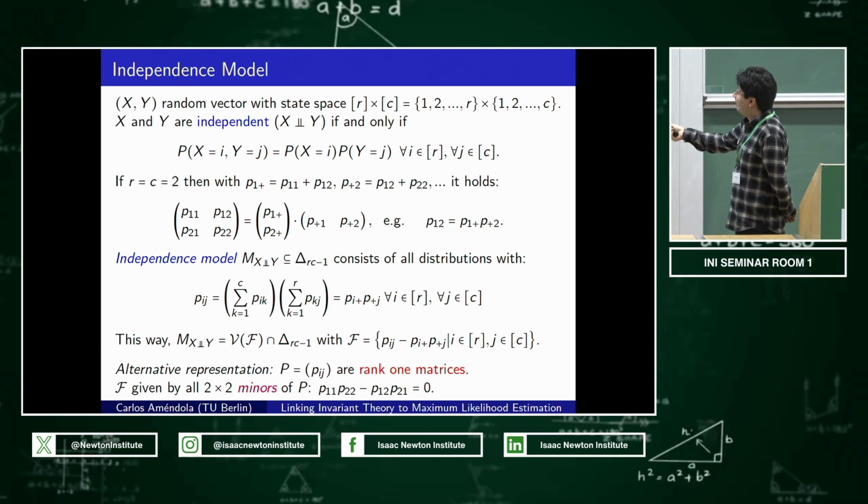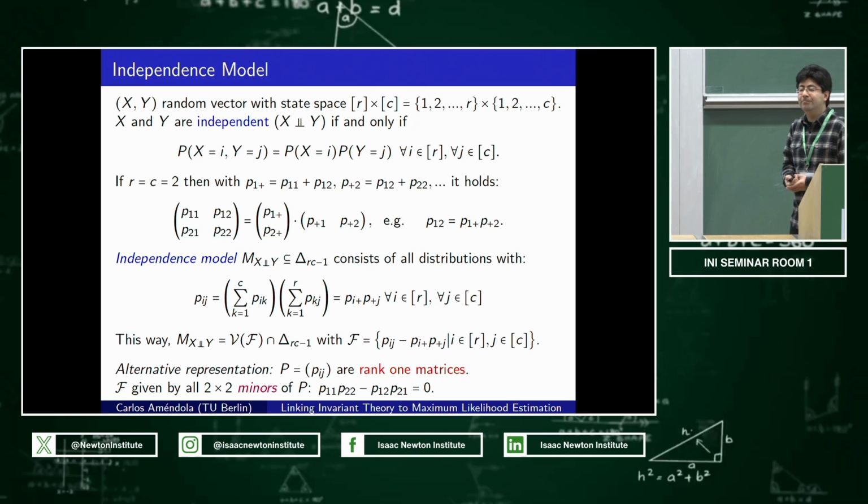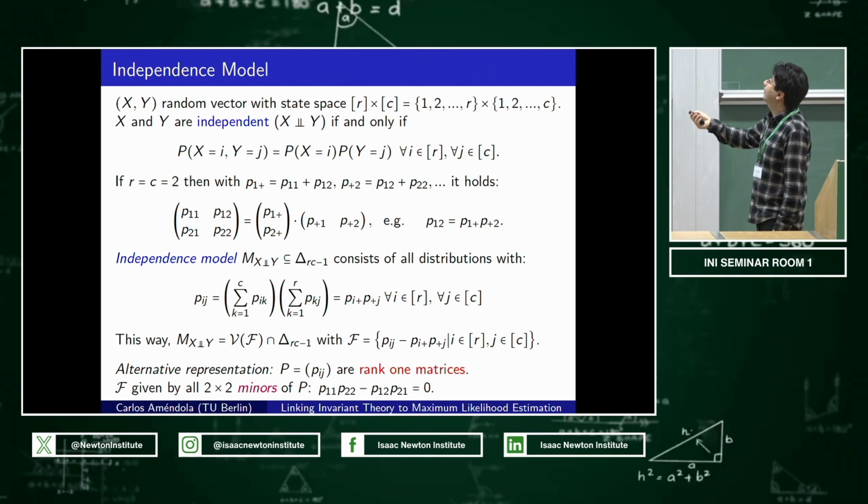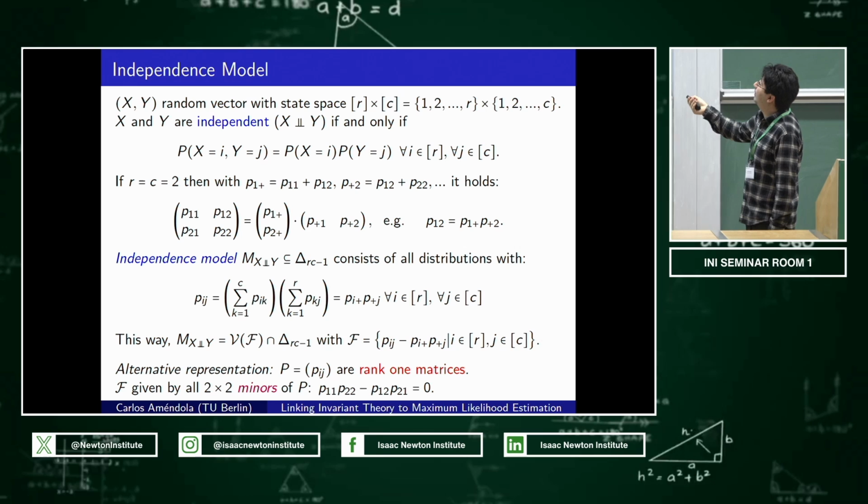But another way of saying this is simply these are rank 1 matrices. Right? So these are rank 1 matrices that can be written like this. And so you can have algebraic equations given by these 2 by 2 minors of P. And you can think that this is easy to generalize to any number of random variables.